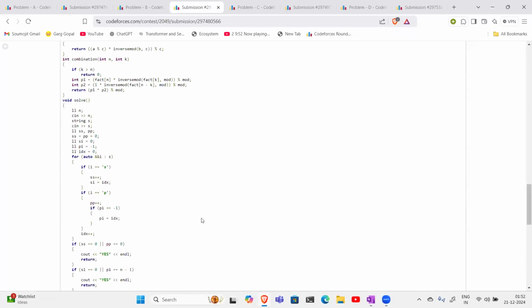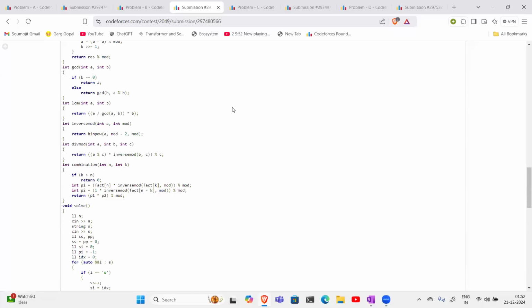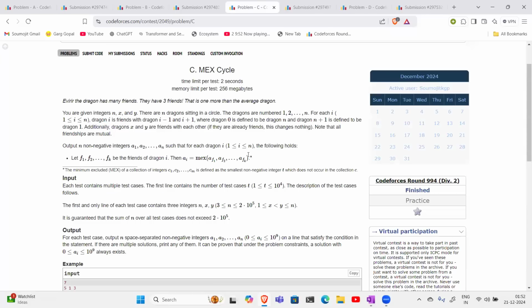Okay, so I hope I'm able to make this clear. Now let us start discussing problem C of the contest. Let me read the problem statement first. The problem statement says that you are given integers n, x, and y. There are n dragons sitting in a circle. The dragons are numbered 1 to n.